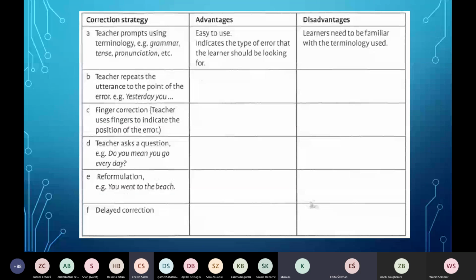Strongly agree as well. Well, we mostly use all the time delayed correction as a strategy. What do you think are the advantages of the delayed correction and the disadvantages of it? Yes, Khawla, go ahead.